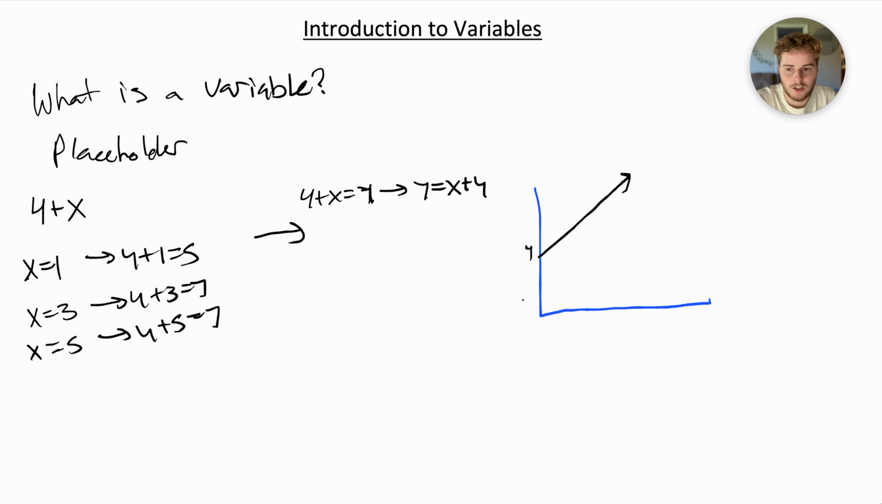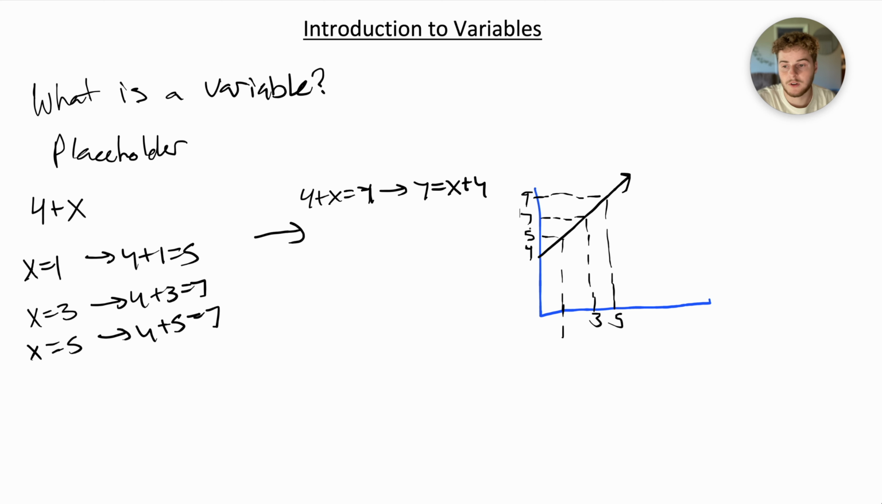And when we see the numbers we're working with, let's say x equals 1, and we know that y would then equal 5. If we have x equals 3, we know that y equals 7. And if we have x equals 5, we know that y equals 9.